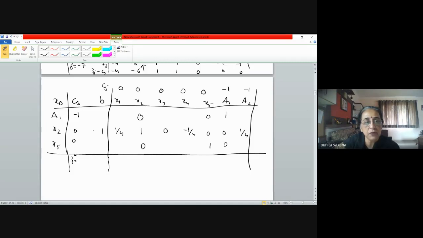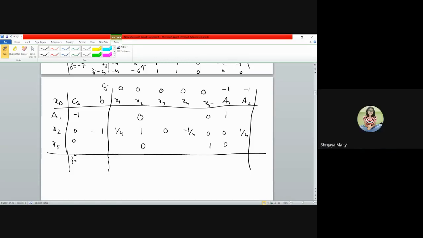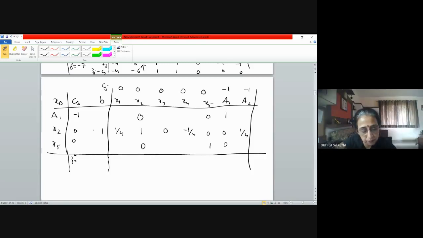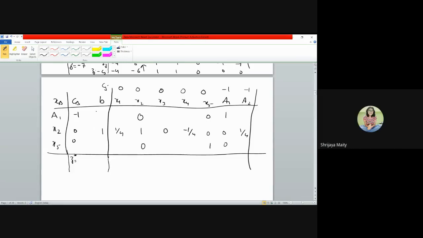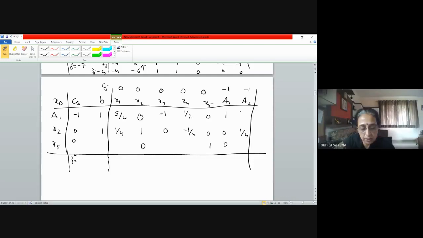Now, what are you changing first, R1 or R3? R1. Okay. Can I have the entries now? Ma'am, the first row becomes 1, 5 by 2, 0, -1, half, 0, 1, minus half. 0, 1 and minus half. That's right.